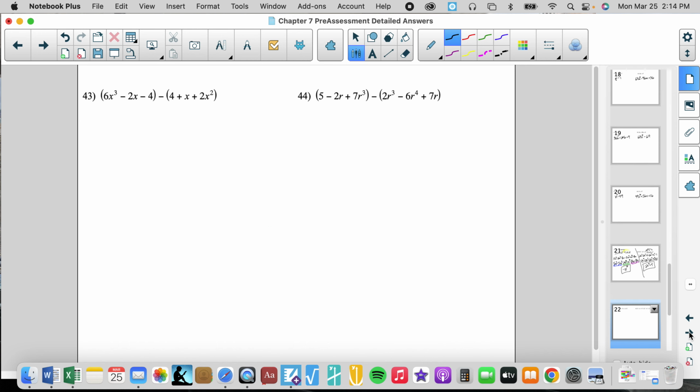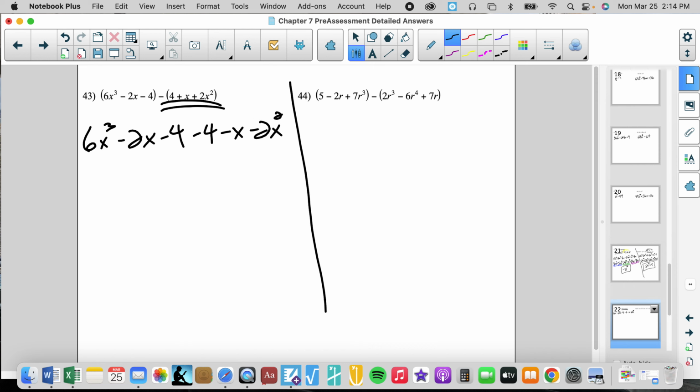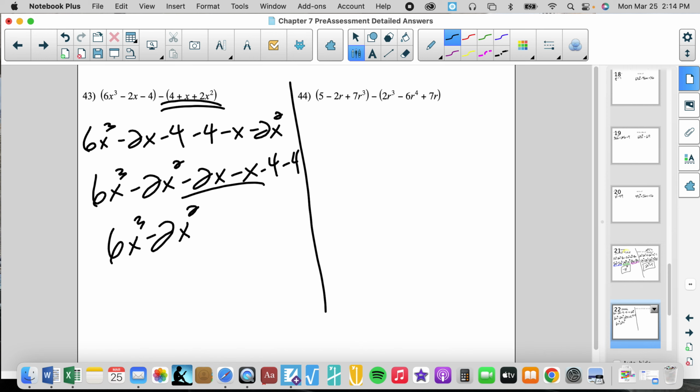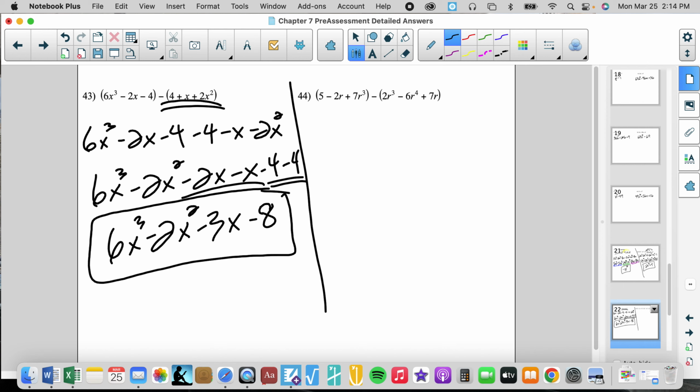Keeping track, putting your answers in standard form. This is a negative, so 6x cubed minus 2x minus 4 are unaffected. Everything inside here is going to change, so you have negative 4 minus x minus 2x squared. I'm going to put them in order: 6x to the third minus 2x squared minus 2x minus x minus 4 minus 4. 6x to the third doesn't have a partner. Negative 2x squared doesn't have a partner. These are like terms, that becomes negative 3x. These are like terms, that becomes negative 8. There's my answer.